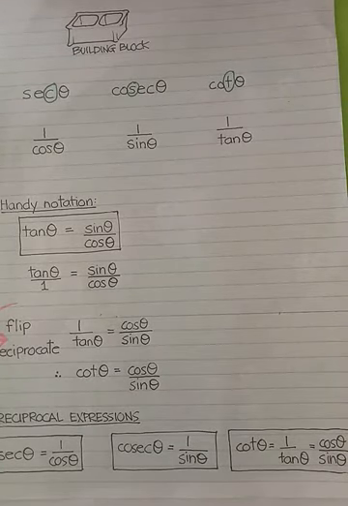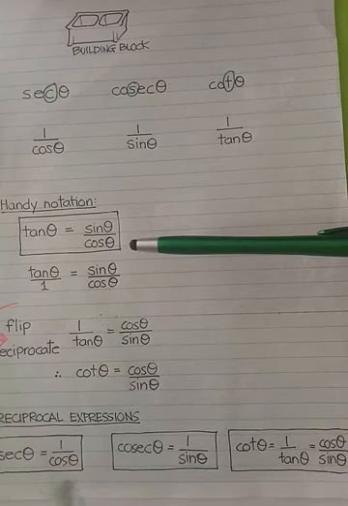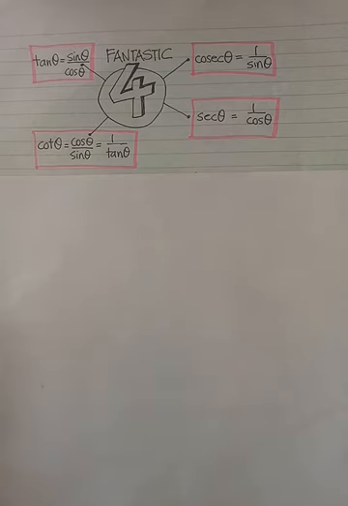So all of our reciprocal expressions are given there. You have sec theta, which is 1 over cos; cosec theta, which is 1 over sine; cot theta, which is 1 over tan and cos over sine; and this one here, which is tan theta, sine over cos. So this leads us to the four basic building blocks for trig identities, and I've named it the Fantastic Four: tan theta, cot theta, cosec, and sec.